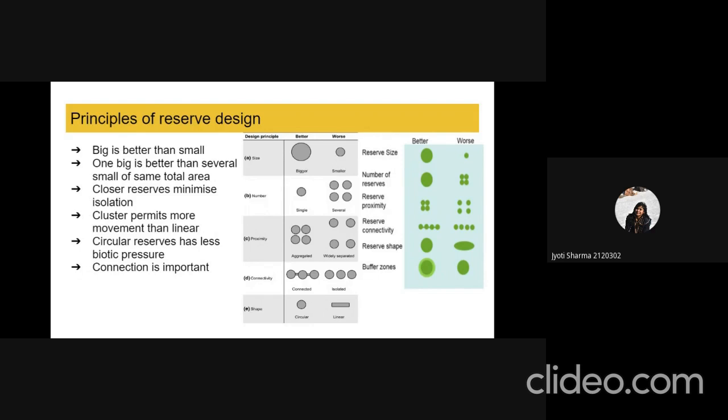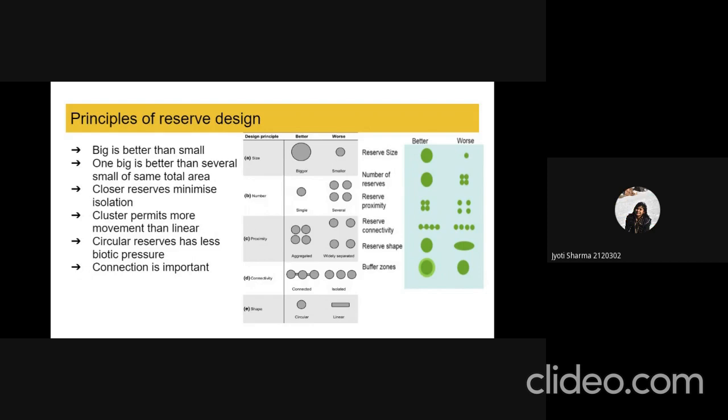If we have circular and if we also have the linear, so why would we prefer that circular in place of linear? Kuldeep, can you guess? Yes, ma'am, because linear reserves are prone to get dispersed soon. I mean, they are prone to get affected by the surroundings.